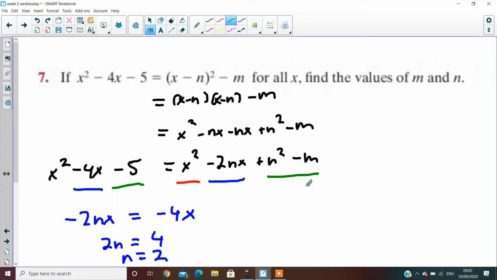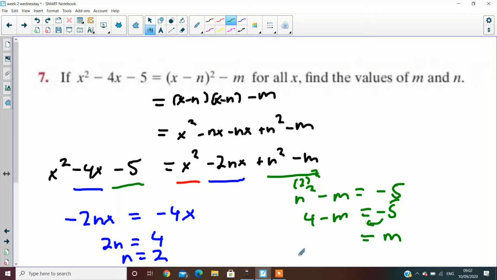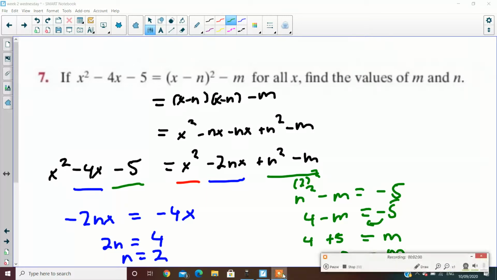Then start off with the green part, which states that n squared minus m equals minus 5. You know the n value, don't you? The n value is 2 squared, so it's going to be 4 minus m equals minus 5. Bring the m to the right, the 5 to the left. We get m equals 9. Is that okay with you guys? Alright.